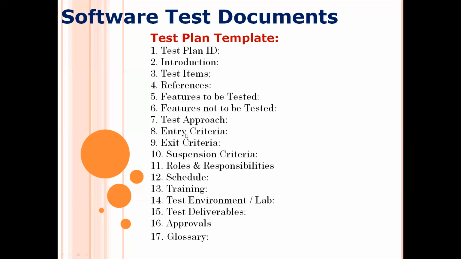Next, entry criteria, a field in the software test plan. It describes when to start testing. Next, exit criteria. It describes when to stop testing. Suspension criteria. It describes when to stop testing temporarily.